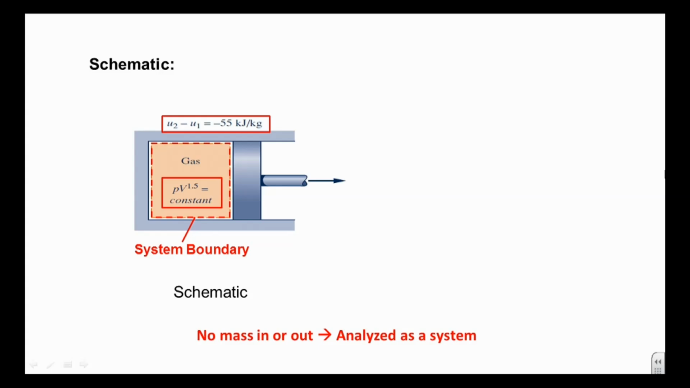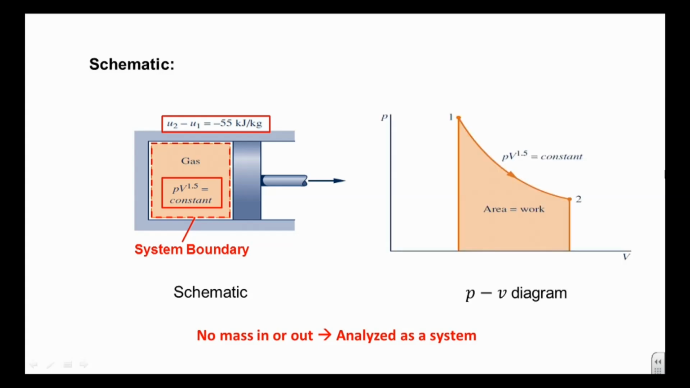The next step is to develop an appropriate thermodynamic diagram to represent the process. In this case, the PV diagram is shown here. The process follows a polytropic relationship PV^1.5 equal to constant. Also note that the area under the curve in the PV diagram can be interpreted as the value of the work, as shown here with the shaded area.